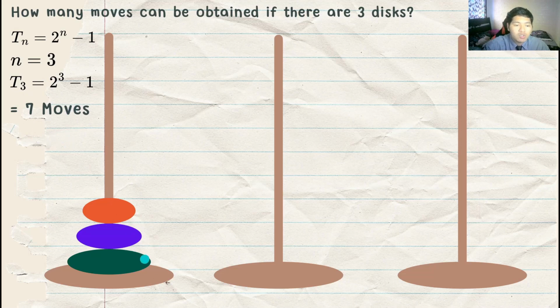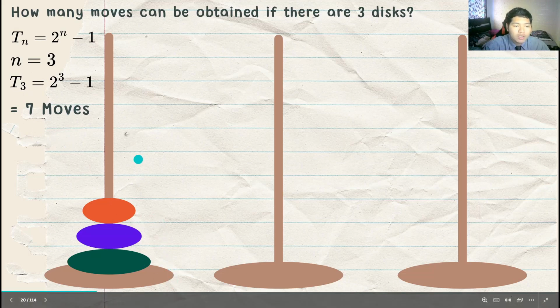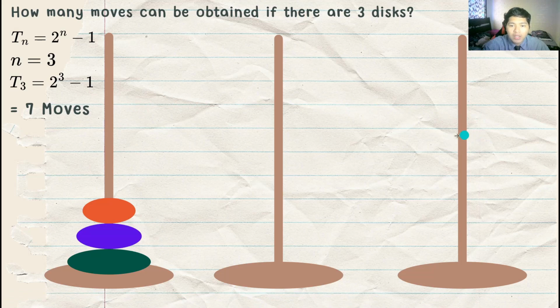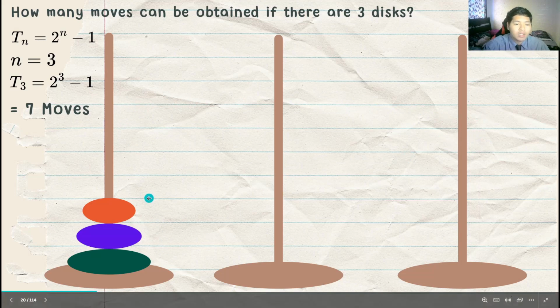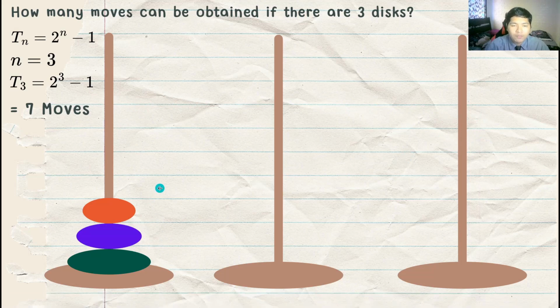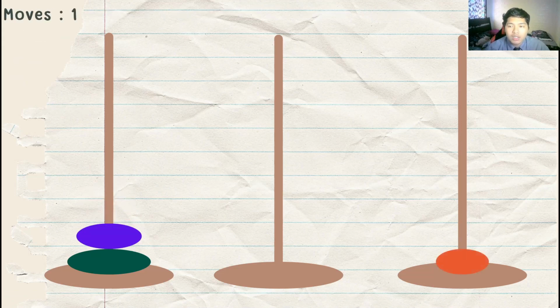So our mission is we must move all of this from the first peg to the third peg with the same position and with the same color, right? So I will show you how to play the Tower of Hanoi. So first, we move the orange color to the last peg.